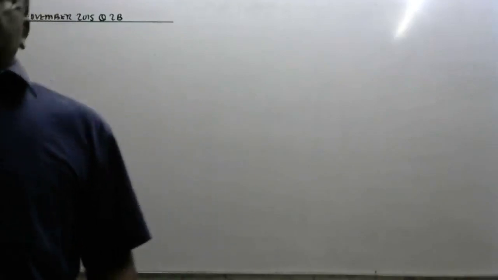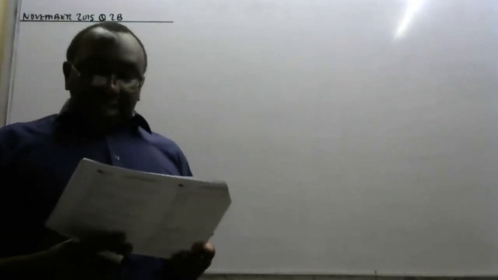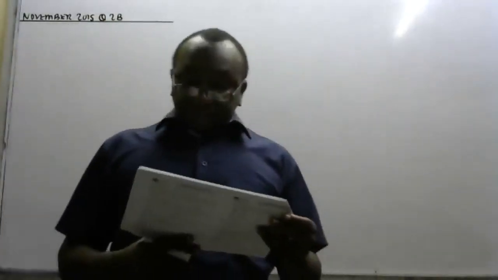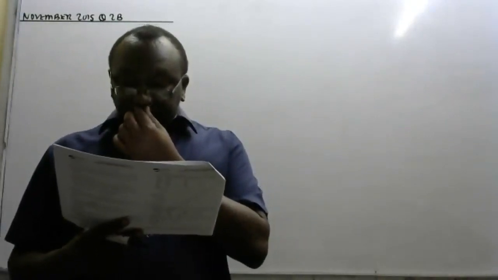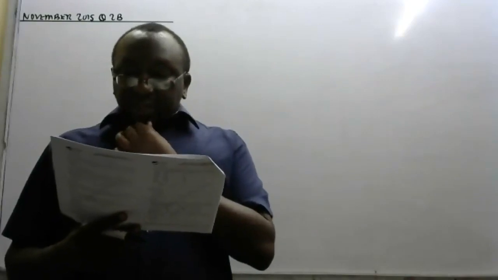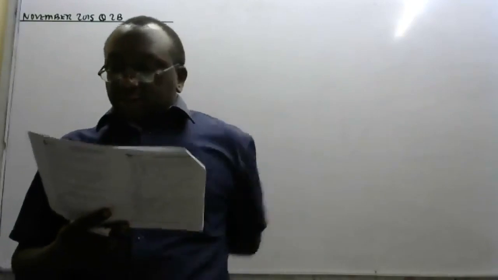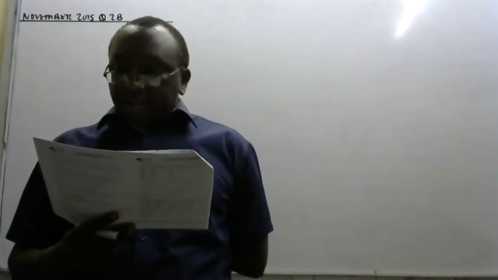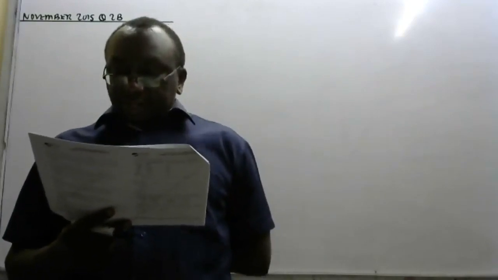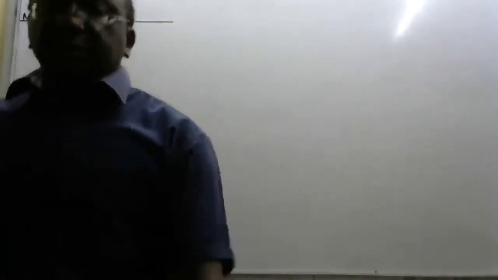Question 2B is on page 38. The marginal cost and demand functions for Jazz Limited are given as follows. So we are given all that. We are required to get the profit function. So we do the same thing.